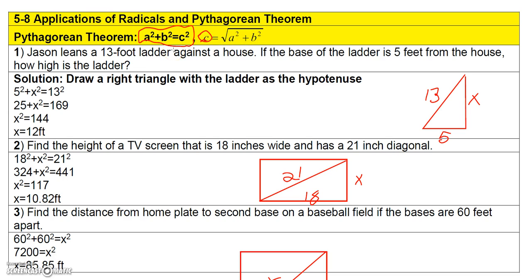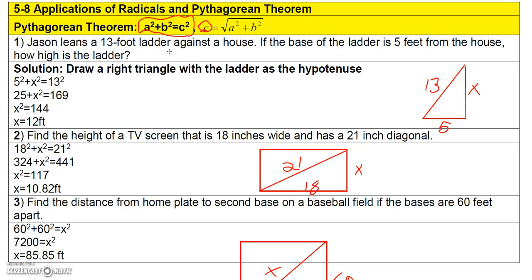So I'm just going to do a couple of problems here that involve the Pythagorean theorem, and then we'll be finished with this section. Okay, so Jason leans a 13-foot ladder against a house. If the base of the ladder is 5 feet from the house, how high is the ladder? Okay, well, I drew a picture over here. Here's the ladder leaning against the house, and here's the base. Notice the base of the ladder is 5 feet from the house.